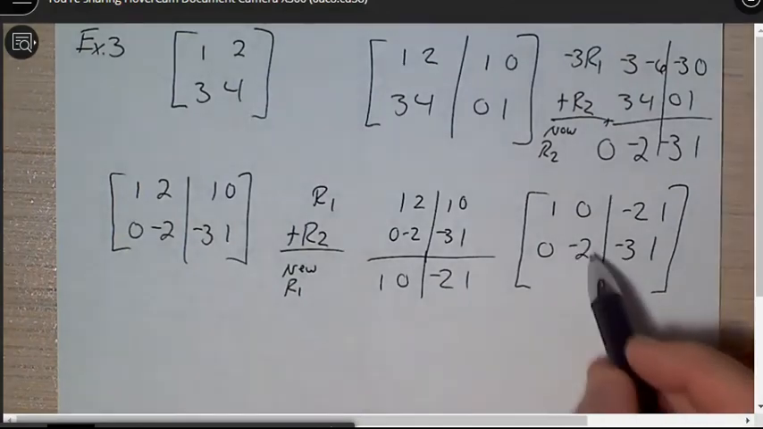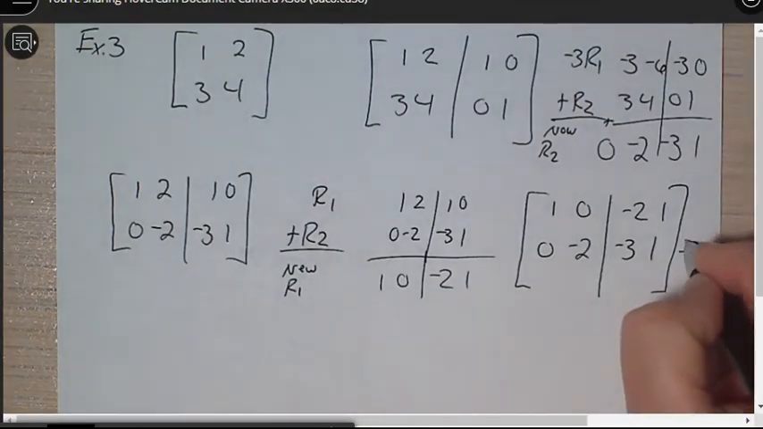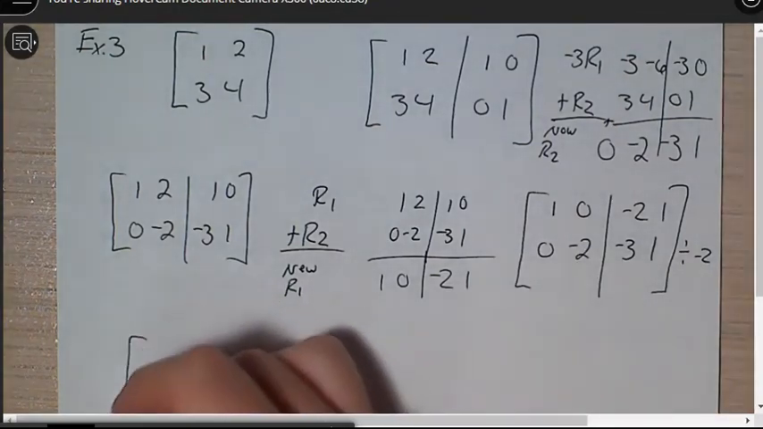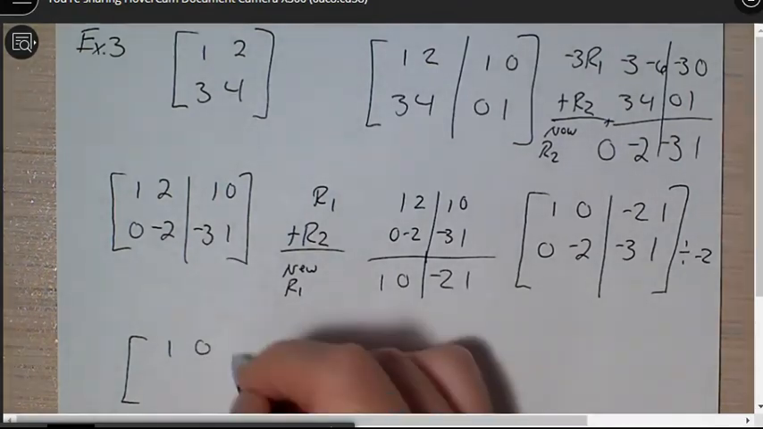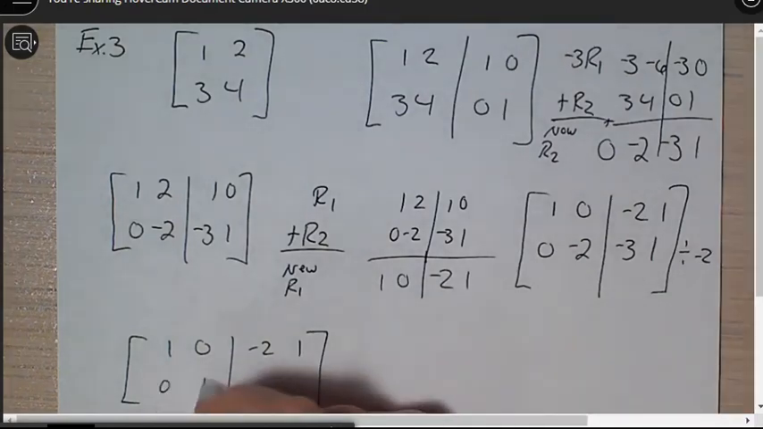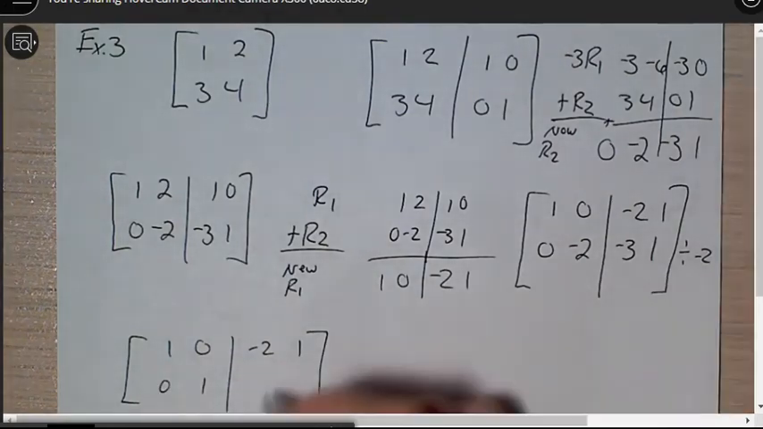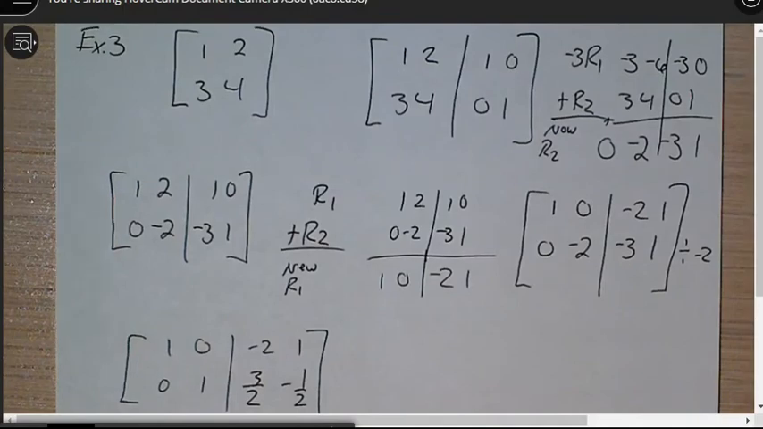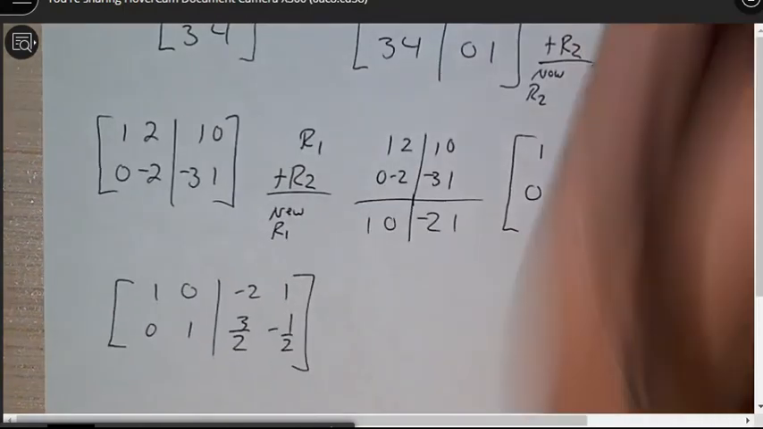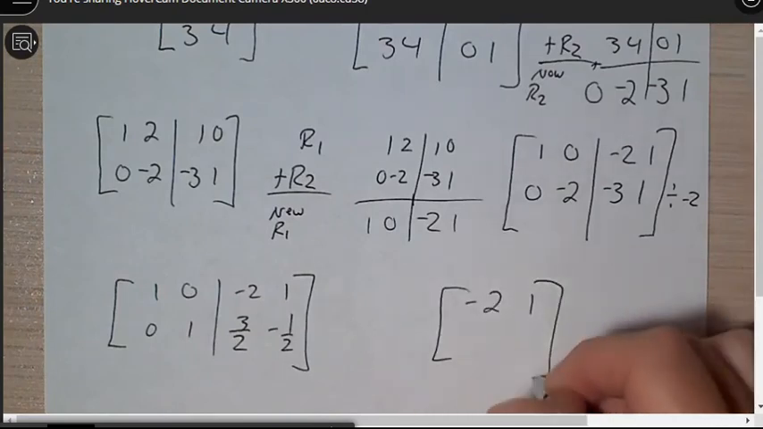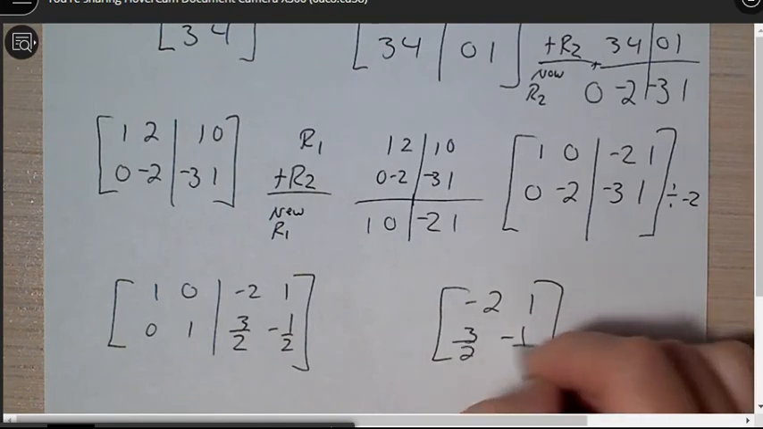All right, now we can worry about making this one out to be a -1. So all we've got to do now is just divide this one by -2, and that'll make that a +1 that's here. So that's 1, 0, -2, 1. Divide everything by -2 here, that's a 1. Negative by negative is a positive 3 over 2, and make that a -1/2. Okay, so your inverse would be -2, 1, 3 over 2, and -1/2.